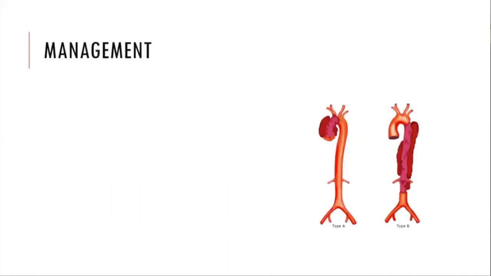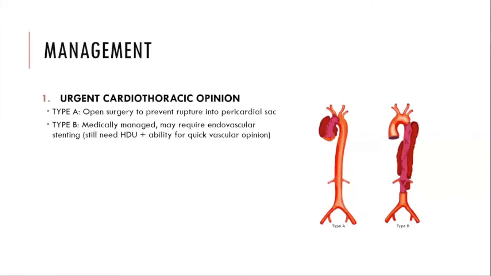So there's four things really. Once you have the sure diagnosis of a thoracic aortic dissection, there are four key things you need to do. Number one, you need to get a cardiothoracic opinion. They are the people that are going to be able to tell you what needs to happen next. Does this patient need to go to surgery or not?